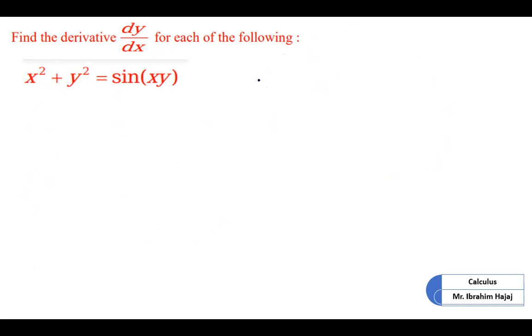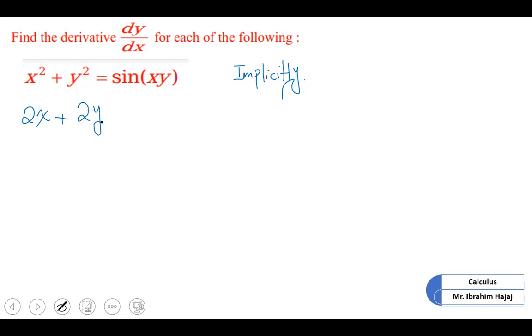So easy. When you find a question like this, we cannot solve it explicitly, so we should solve it implicitly. And as you know, guys, how do we differentiate implicitly? Easy. Let's do it together. First of all, we find the derivative of x squared, which is 2x, plus the derivative of y squared, which is 2y y prime, equals the derivative of sine xy. The derivative of sine first, and then the derivative of xy.